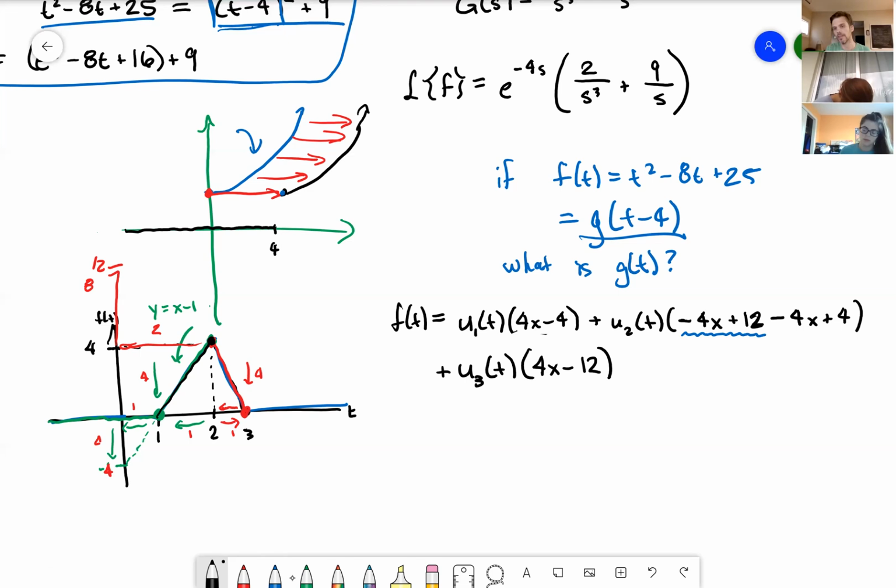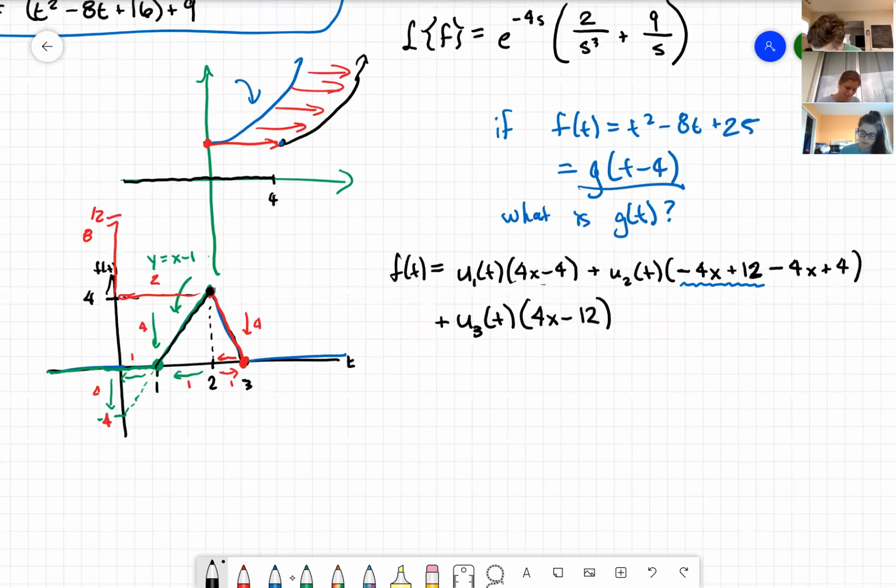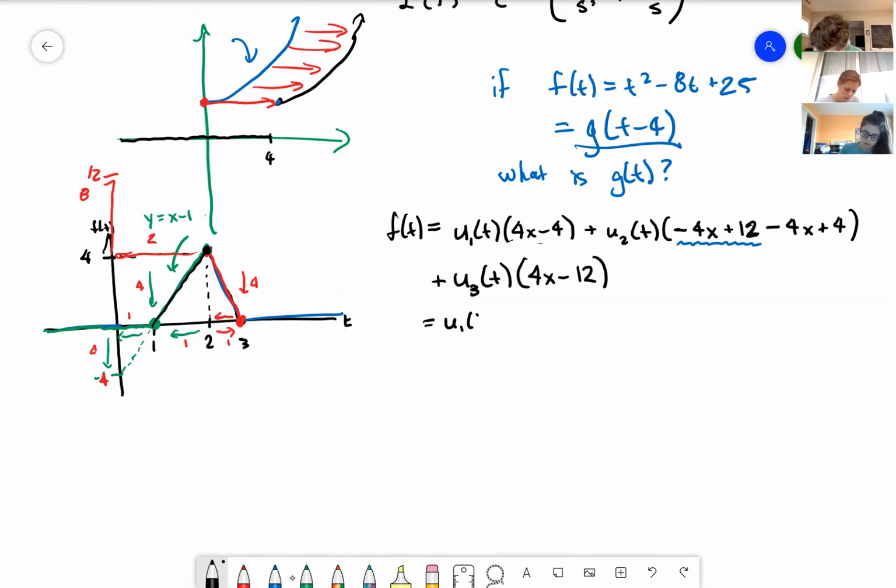Now I'm going to rewrite it so that it's in a form that WebWork will accept. So first, clean it up a little bit. u1 of t times 4x minus 4 plus u2 of t. I'm going to simplify this one to be minus 8x plus 16. Right? It's going to have a really steep downward slope and a really high y-intercept, but part of that steepness is going to be canceled out by this part right here that's still active. So we get exactly what we want.